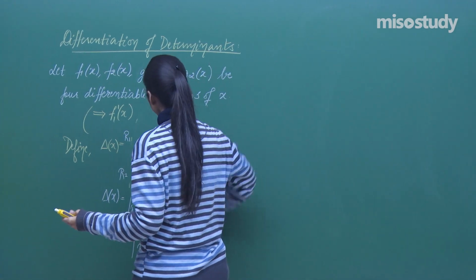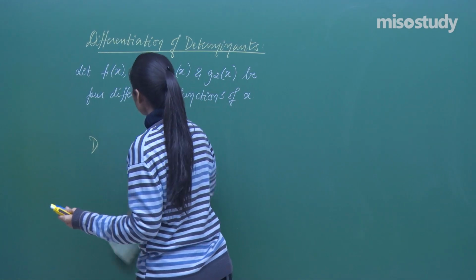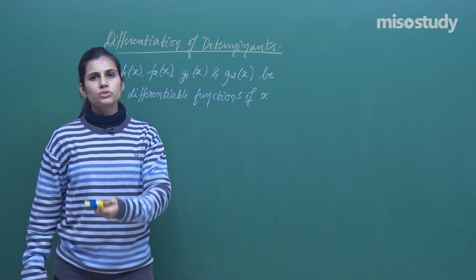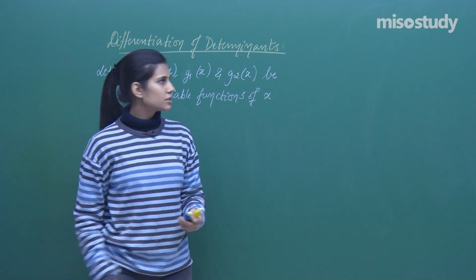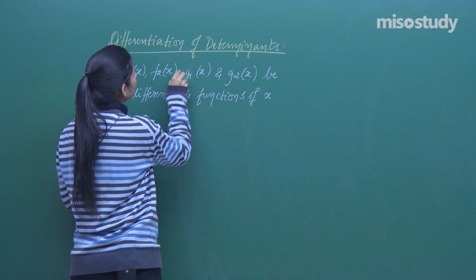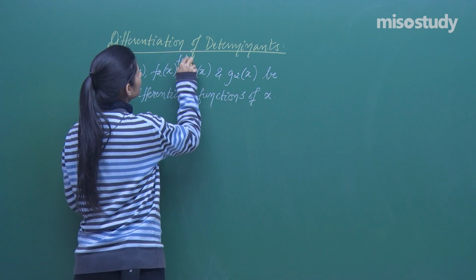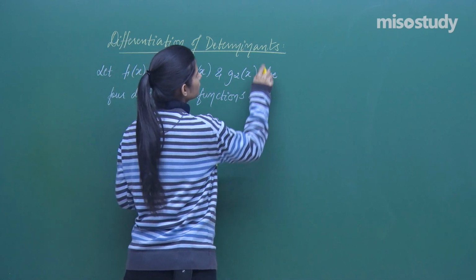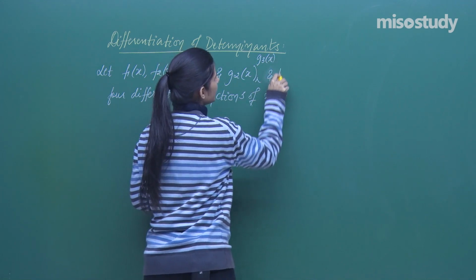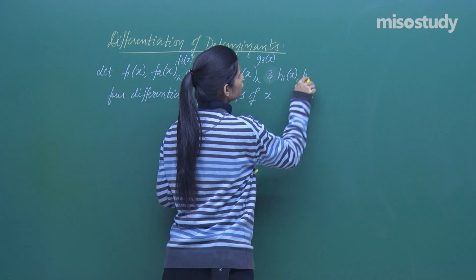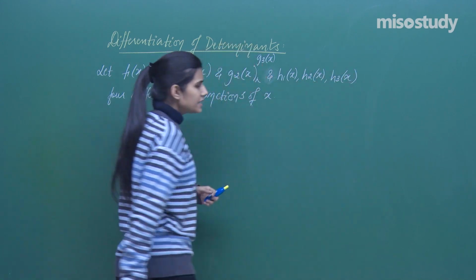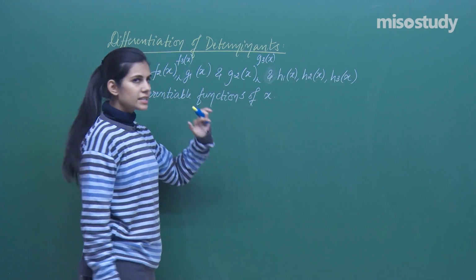Now for a determinant of order 3, how many entries do you need? 9 entries. 1st 1, 1st 2, 1st 3, 2nd 1, 2nd 2, 2nd 3, 3rd 1, 3rd 2, and 3rd 3. So let me take F1, F2, F3, G1, G2, G3, and H1, H2, H3.